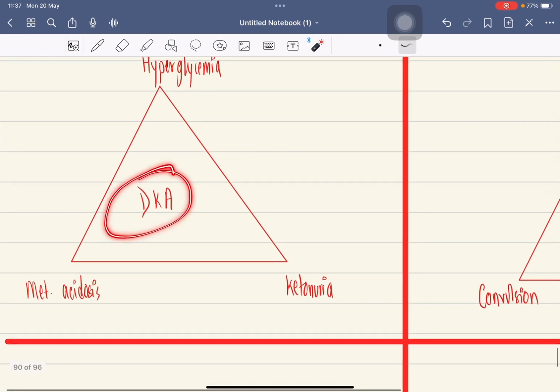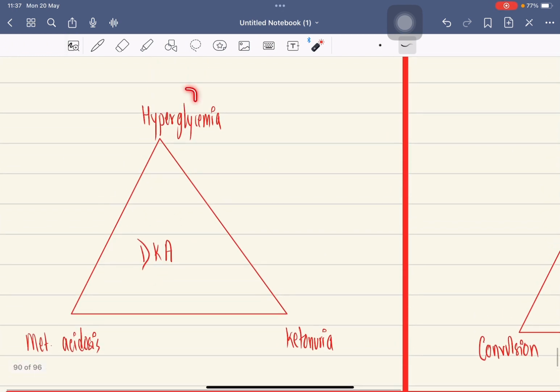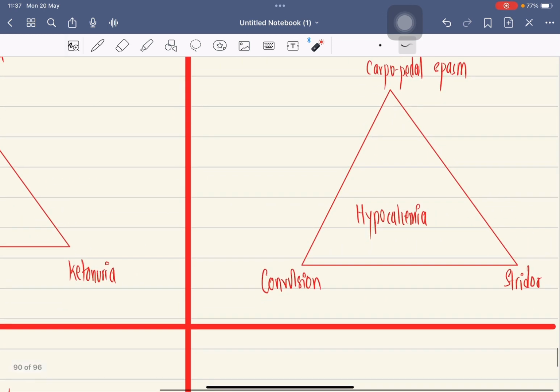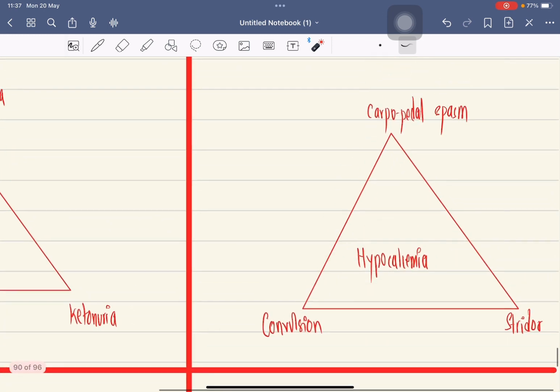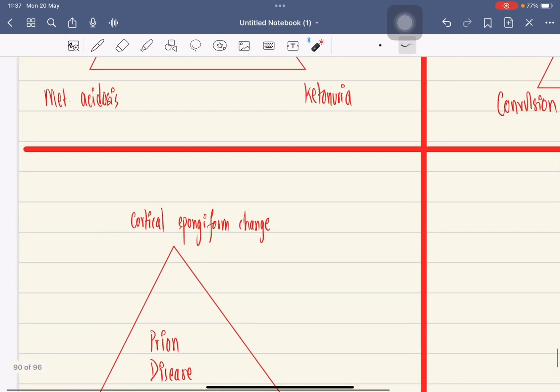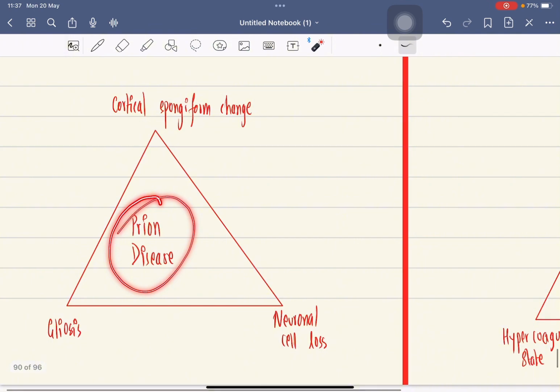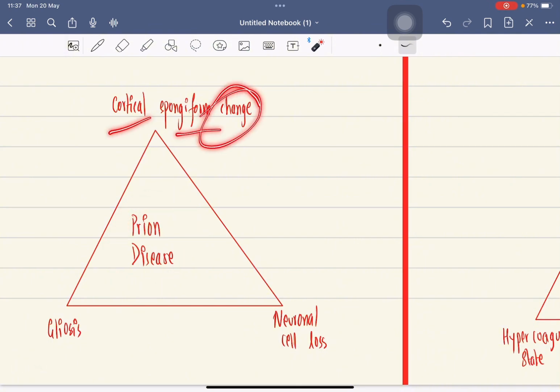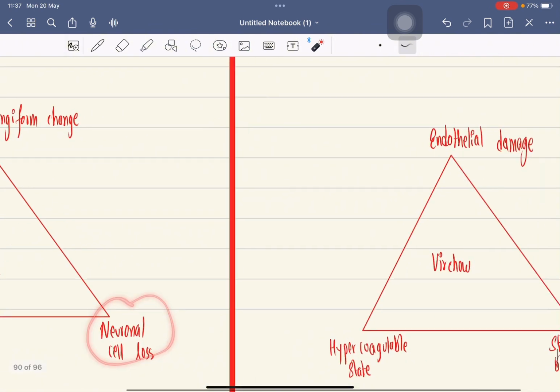Next, we have diabetic ketoacidosis, which consists of hyperglycemia, metabolic acidosis, and ketonuria. Next, we have hypocalcemia: carpopedal spasm, convulsion, stridor. Next is prion disease: spongiform changes, gliosis, and neuronal cell loss.